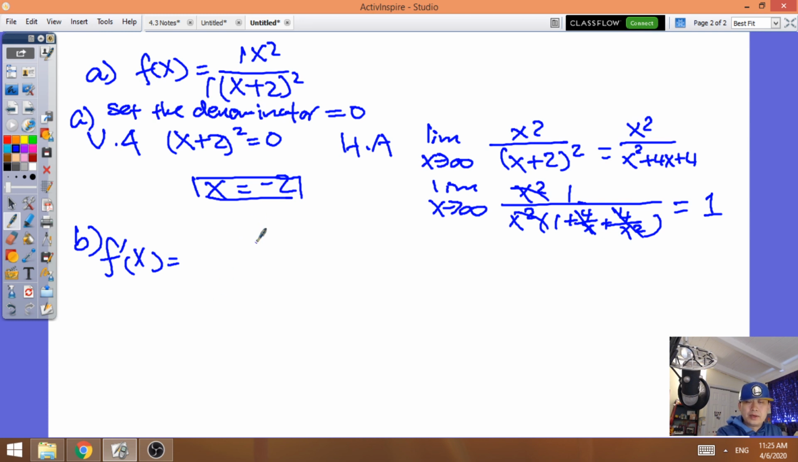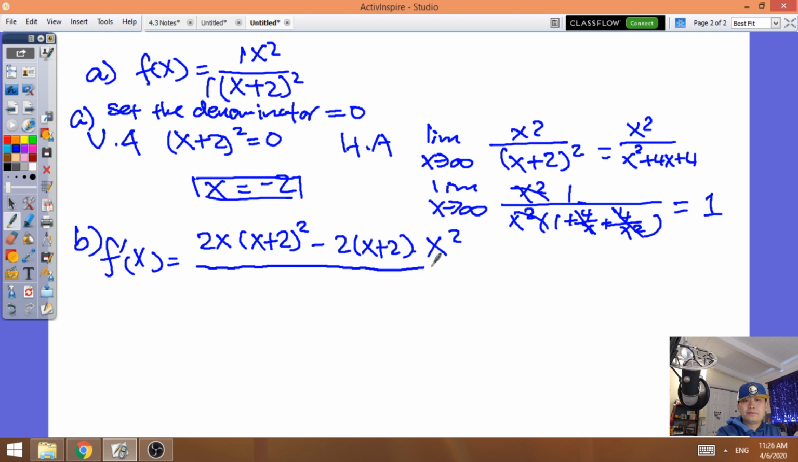Okay, so x squared, then that'll be 2x, the derivative, times the denominator, x plus 2 quantity squared, minus the derivative of the denominator, so it's 2 times x plus 2, and then times the numerator, x squared. So again, this one is just the structure of the quotient rule. And then it's all over x plus 2 quantity to the power of 4.